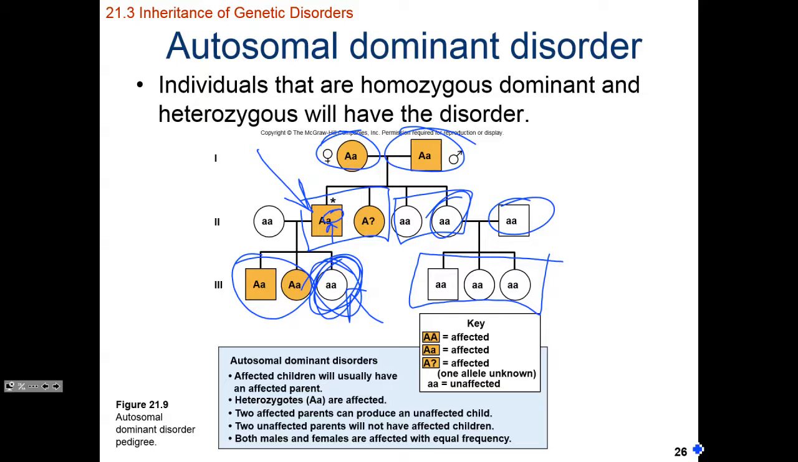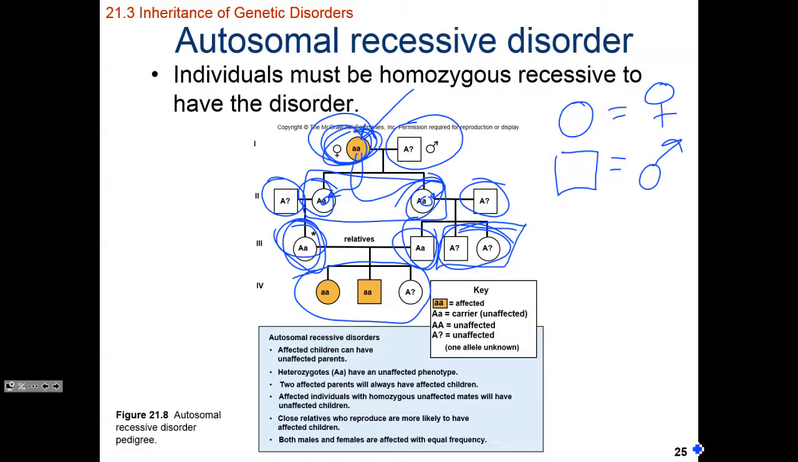Questions? In terms of impact, class, I have a question for you. What has a bigger impact, an autosomal dominant or an autosomal recessive disease? The dominant. Autosomal dominant diseases. Yes. Incest is bad because it magnifies autosomal recessive diseases.